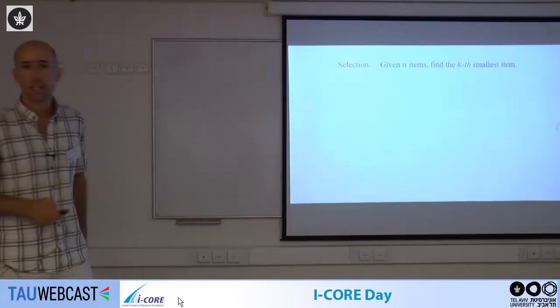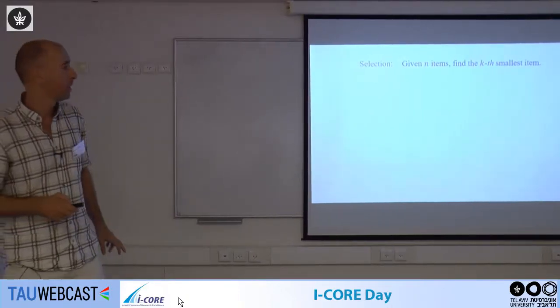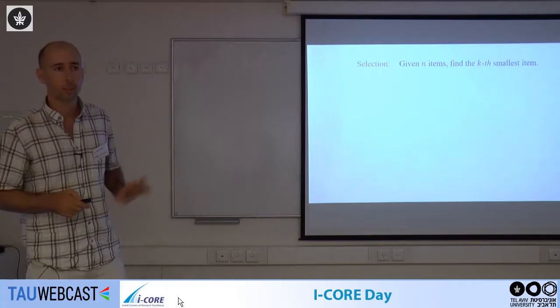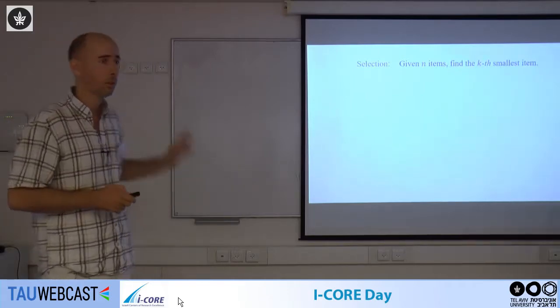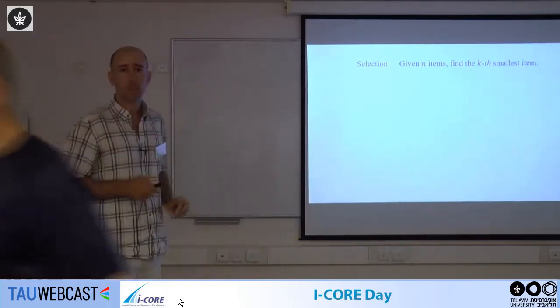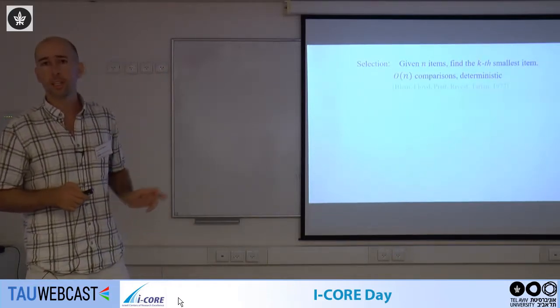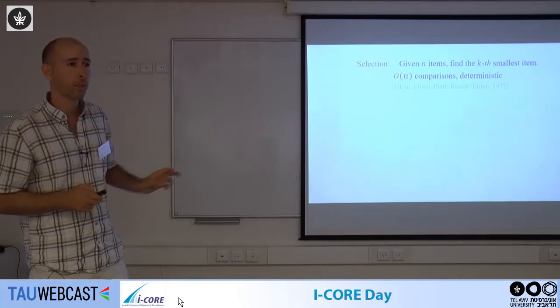So I'll talk about the selection problem. This is one of the classical problems besides sorting. It's one of the simplest things you can do: given n items, find the kth smallest of them. And unlike sorting, we can do this with a linear number of comparisons.